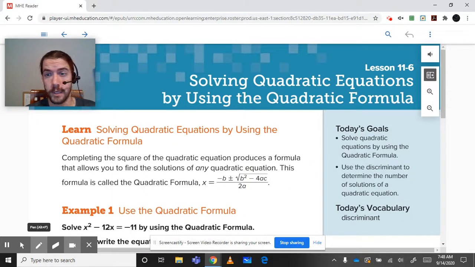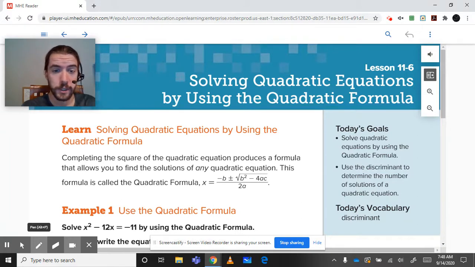Hello there. Today we are looking at lesson 11.6, which is solving quadratic equations by using the quadratic formula. The quadratic formula sometimes can be thought of as kind of like a get out of jail card for this topic. Any equation that you have, you can solve it perfectly easy using the quadratic formula. There will never be an exception to that.